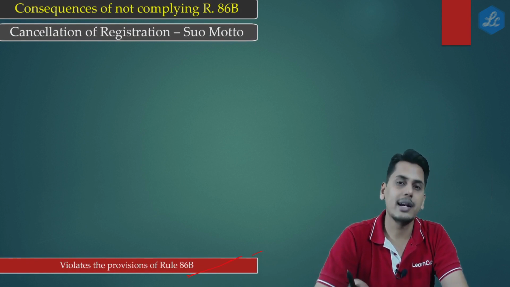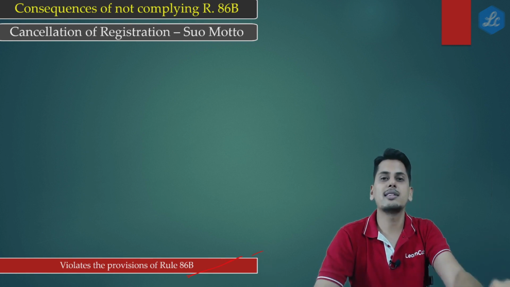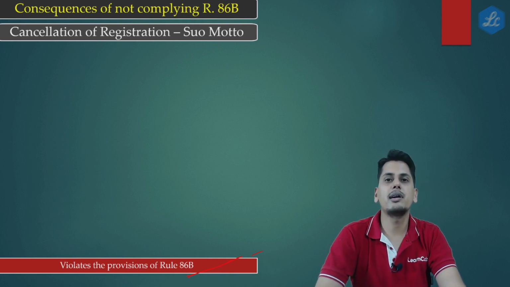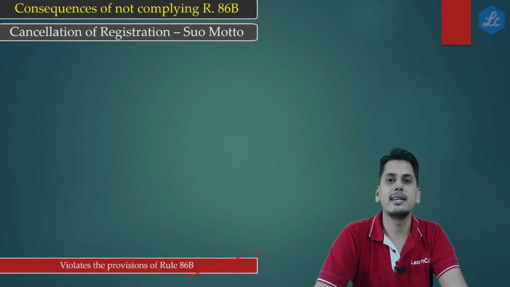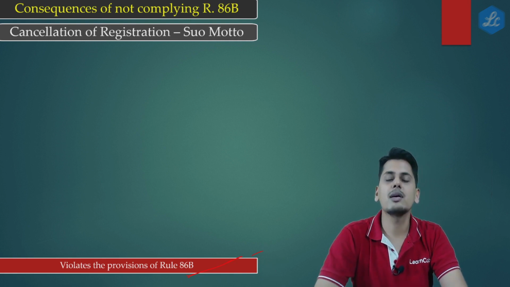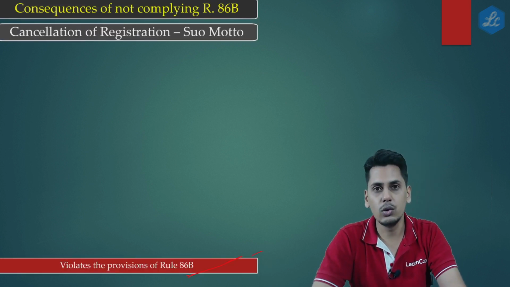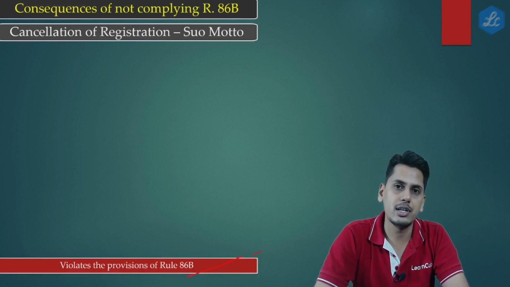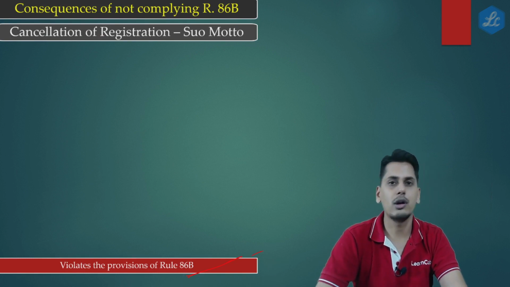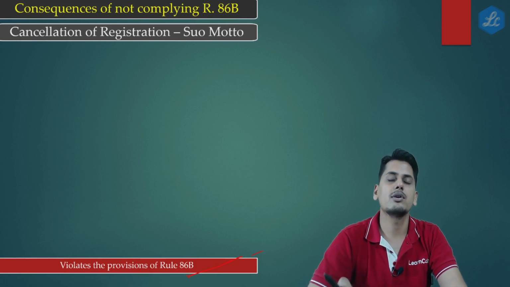At that moment, we had kept this on hold, we had kept this pending, stating that we would discuss this when the appropriate time comes. This is the appropriate time. Now we understand what is 86B, and friends, non-compliance with the provisions of Rule 86B would result in cancellation of registration suo motu by the proper officer. I am sure you are able to follow this. This was as regards the consequence of non-compliance of Rule 86B.